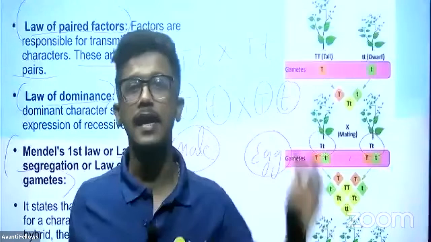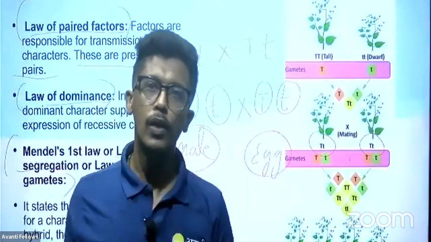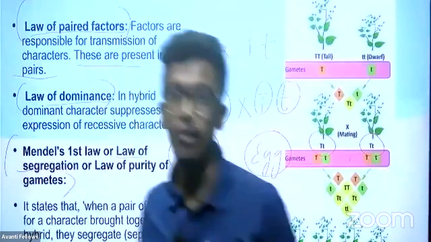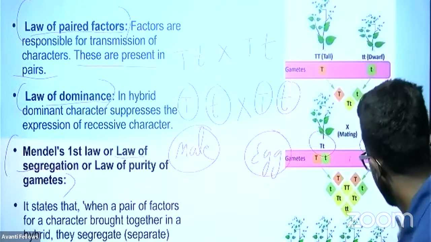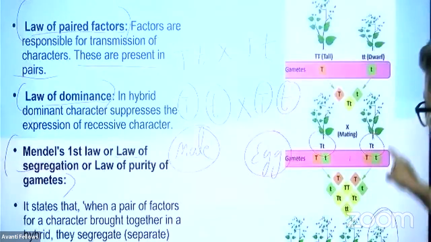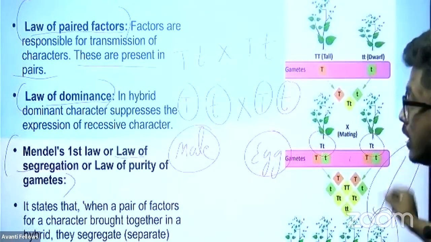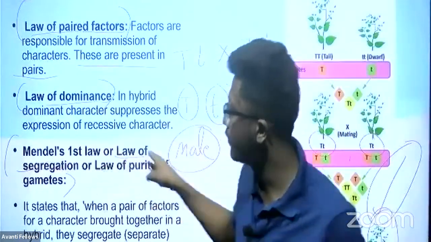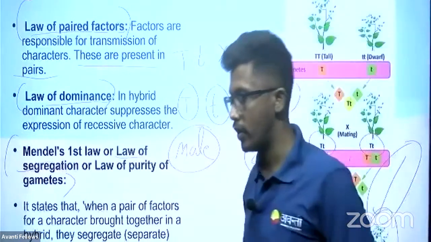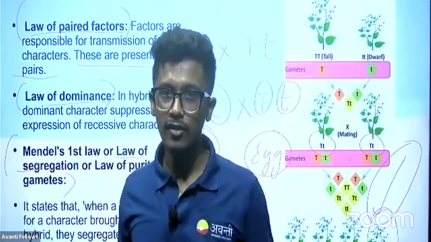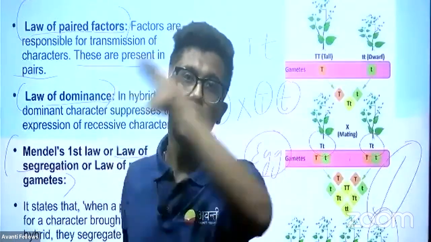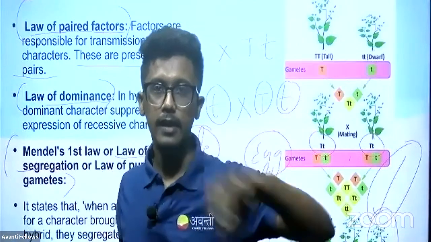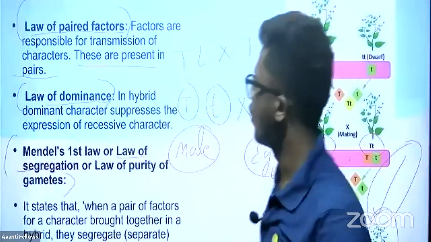It doesn't matter whether it is the dominant allele or the recessive allele. When gametogenesis happens, they segregate independently, such that we got a dwarf plant here. The existence of the dwarf plant was only possible if they segregated independently, correct? So this is the law of segregation, or law of purity of gametes. Whenever alleles are in heterozygous condition, they segregate independently of each other. It doesn't matter whether it is dominant, subdominant or codominant. So it keeps on segregating independently. This is called the law of segregation.